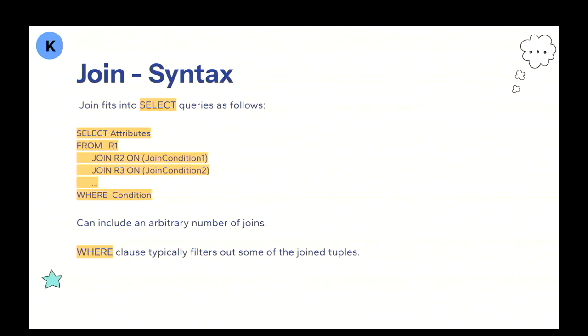Followed by the first join, we can have the second or third joins, so we can join multiple tables. And like the normal select, we can also use the where clause to filter out some of the joined tuples. So the where clause is applied to the result of the final tuple.